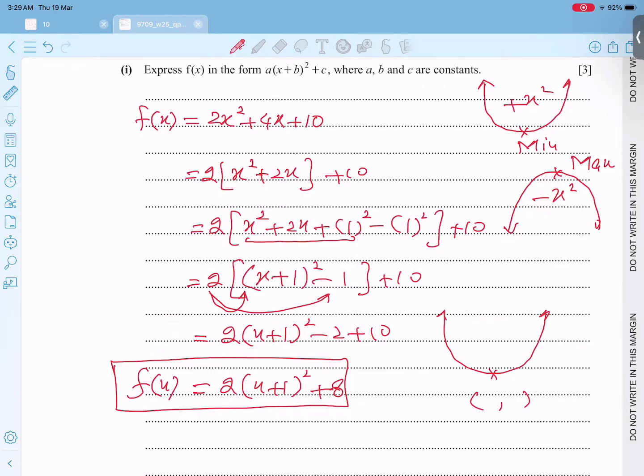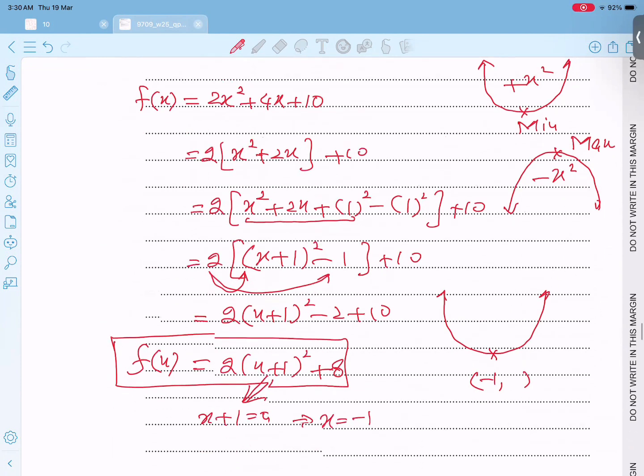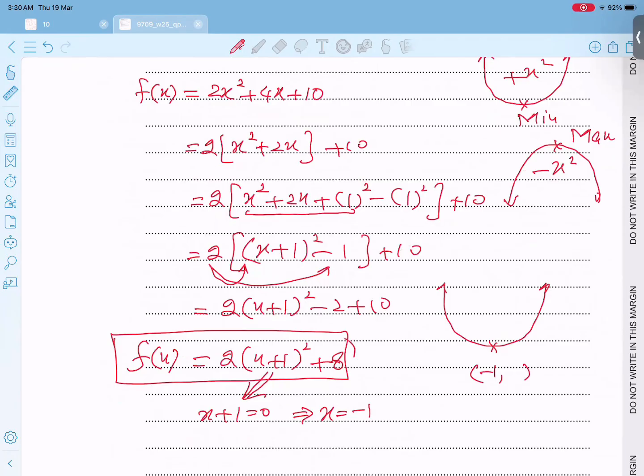Very easy. So under power 2, whatever is plugged in, equals 0. And when I plug in equal to 0, I get x equals minus 1. So the x coordinate is minus 1. And the number outside the bracket is called the y value. So 8 is the y value.